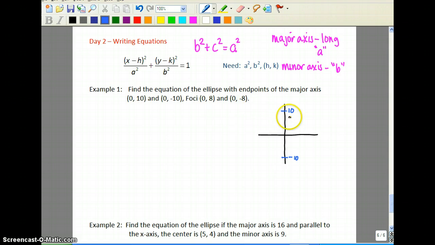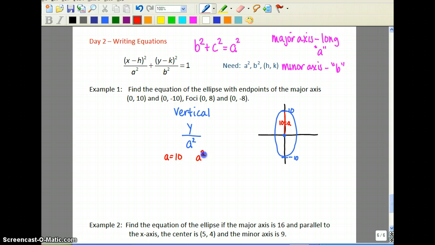If that's your major axis, that's your long one, we know that this is a vertical ellipse. And because it's vertical, we know that our y value will be above our a value. That's going to be important. The next thing that you can tell from that piece of information is that this distance is 10. And we know from the center out to the major axis is letter a. So a would equal 10.